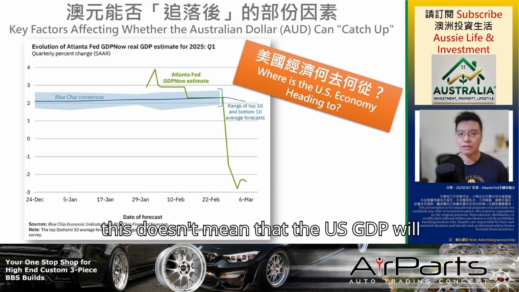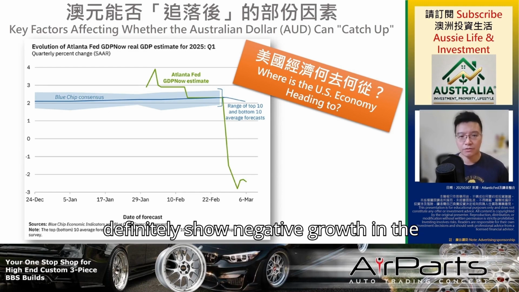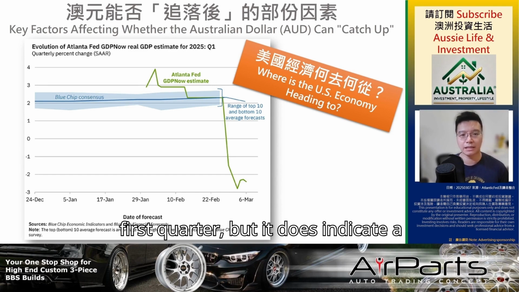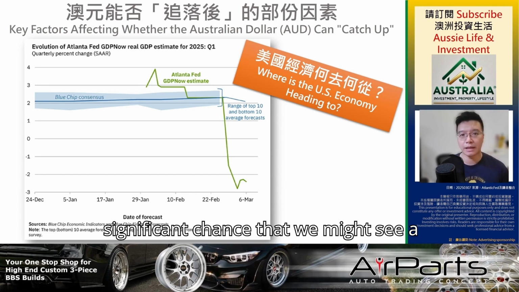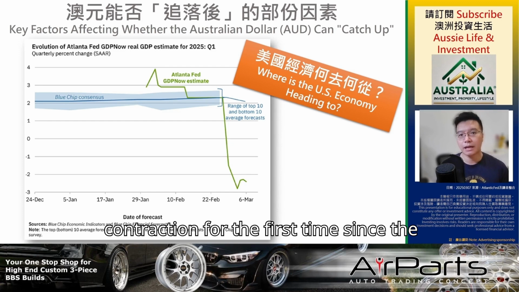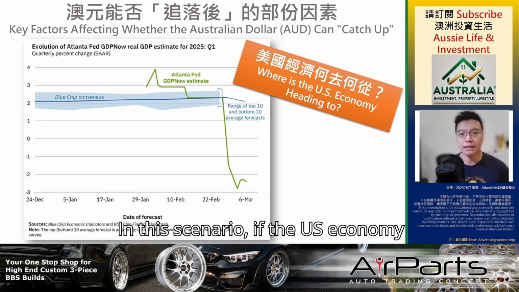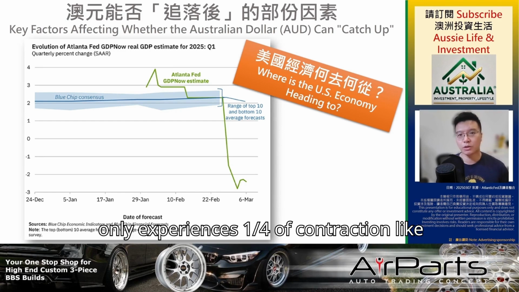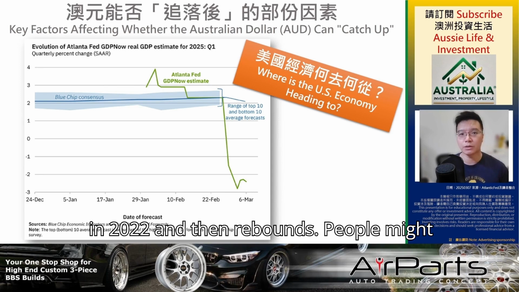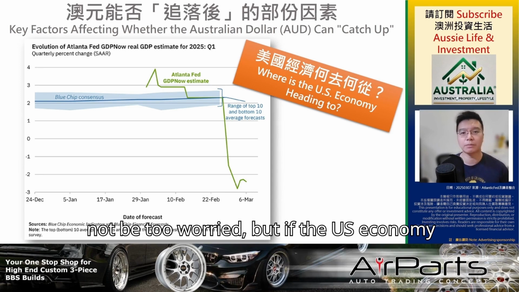Now, of course, this doesn't mean that the US GDP will definitely show negative growth in the first quarter, but it does indicate a significant chance that we might see a contraction for the first time since the first quarter of 2022. In this scenario, if the US economy only experiences a quarter of contraction like in 2022 and then rebounds, people might not be too worried.